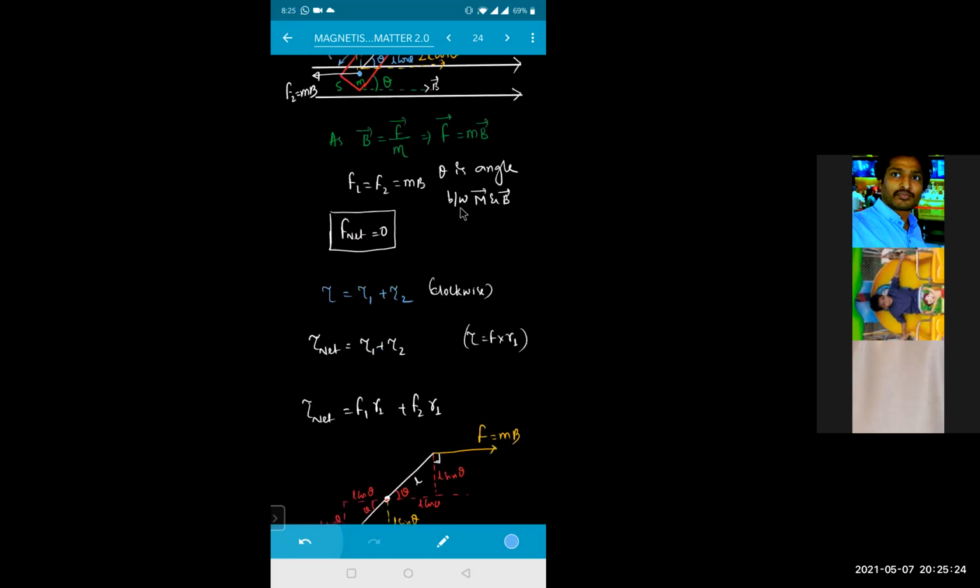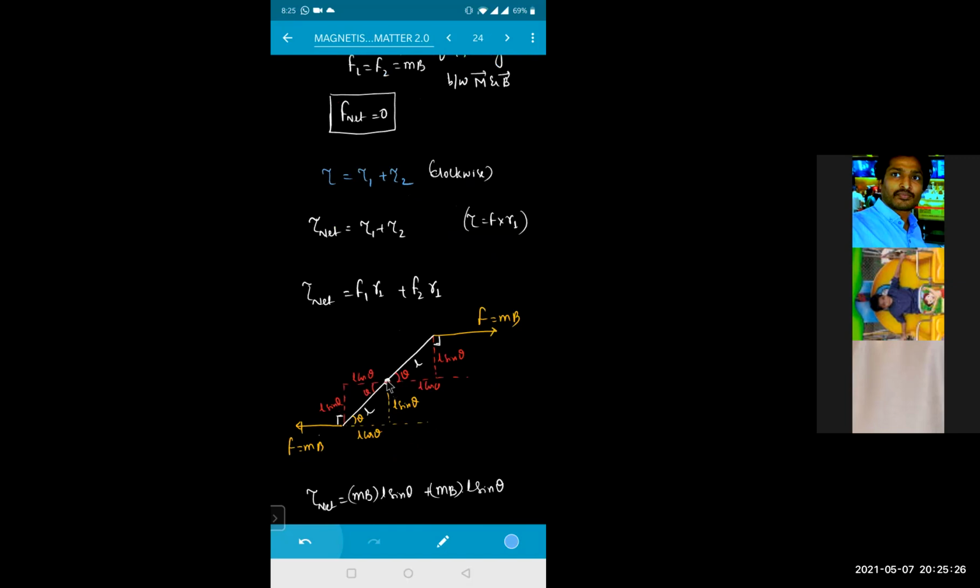So whenever clockwise direction, this force about point O, according to perpendicular, this is a point O, let us assume. Force into perpendicular distance. So it is moving in this direction, clockwise direction. This is also moving in the clockwise direction.